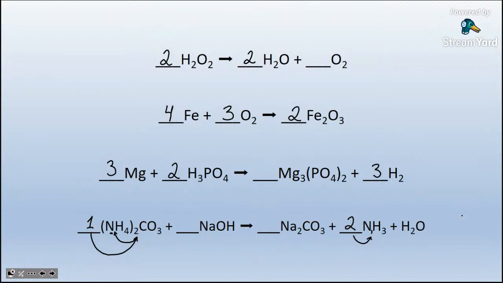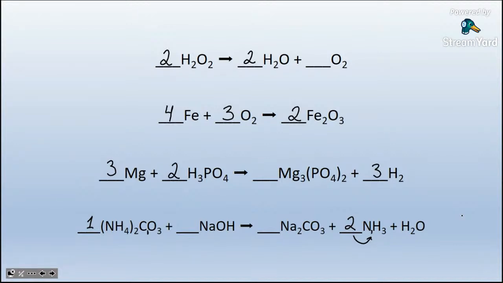Next thing I'm going to do is save my hydrogens for a little bit later, because I noticed that I've got hydrogen in my first reactant and hydrogen in my second reactant. And then on my product side, I have hydrogen in one of my products and hydrogen in the second one. So I'm going to wait on balancing that hydrogen, just like the little helpful hint that I gave you at the beginning. And I'm going to go on and look at my carbon.